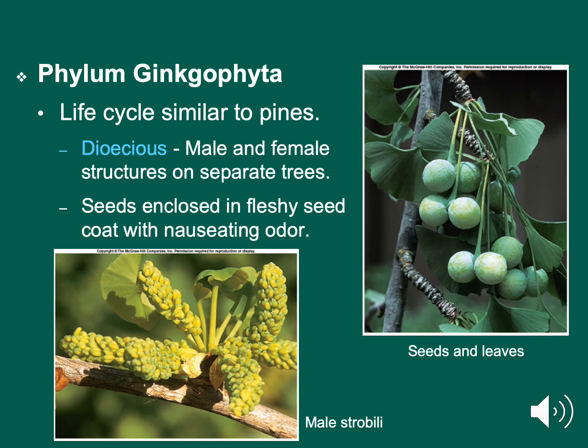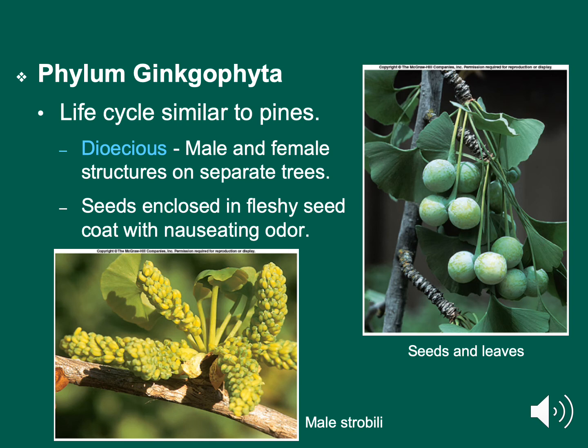Here we can see in the picture where pollen is produced in the male strobili of the male trees, and here we see the seeds on the female tree. Now the seeds look like fruit, but they're not. They're not surrounded by a fleshy fruit layer. And so what you're looking at is the seed. Notice the fan shape of the leaves, and that's a classic ginkgo leaf shape.